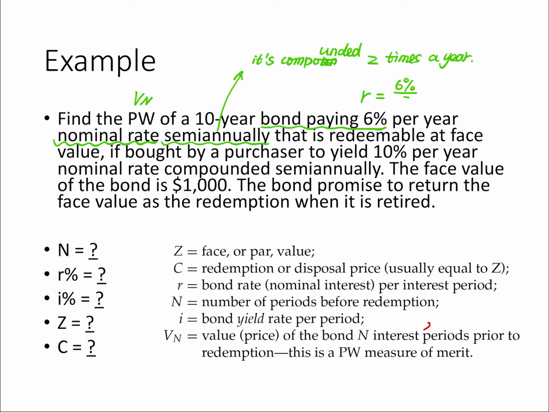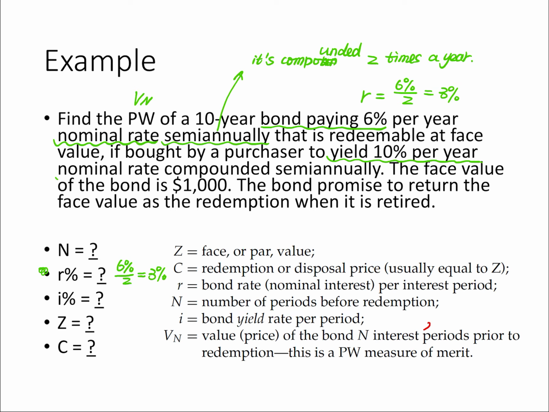All right. So you know that the bond rate, the R, will be 6% over 2. So every period, the R actually is 3%. That's the real bond rate. So you can answer the question: R is 6% over 2, which is 3%. And let's continue. That is redeemable at face value. So redeemable at the face value means your Z is your C.